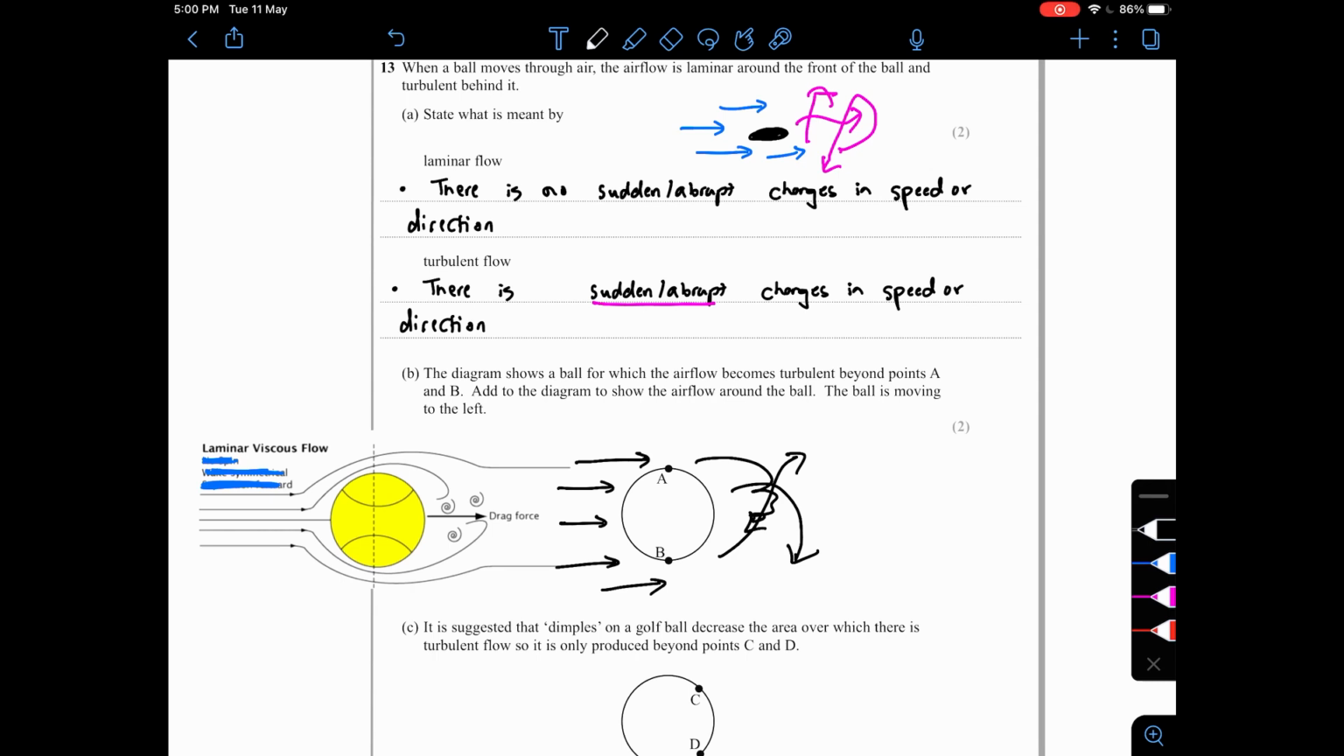I just got this diagram here to illustrate what a ball might look like, because if you see this diagram, you can't really visualize a ball being moved to the left. So this is a better indicator of how you should visualize it.